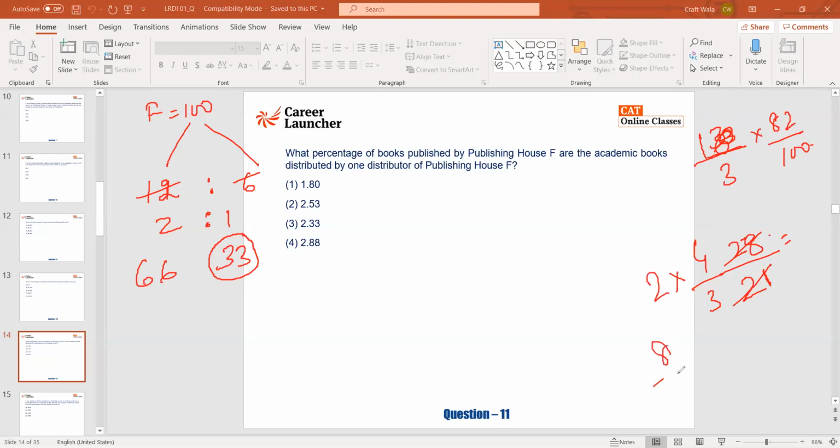So 8 by 3, that will come 2.66. So the answer should be near 2.66. So the nearest is 2.53. That becomes my answer.